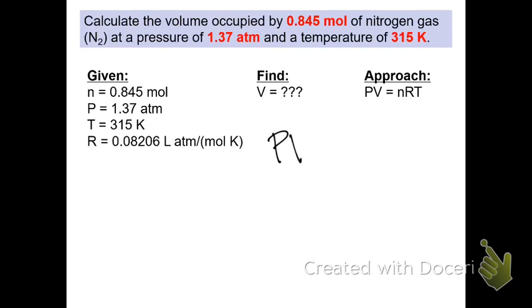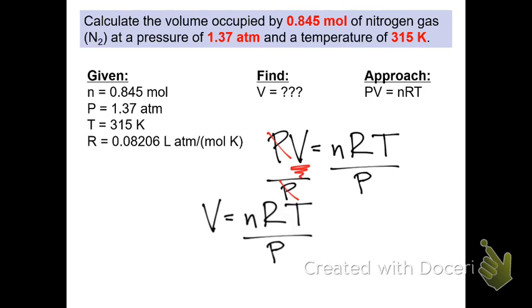All right, so PV equals nRT. And we want to isolate V by itself, and we can do so by dividing both sides by P. You can see how P would cancel, leaving you with the formula for volume. All right, so all you have to do now is plug in the numbers.